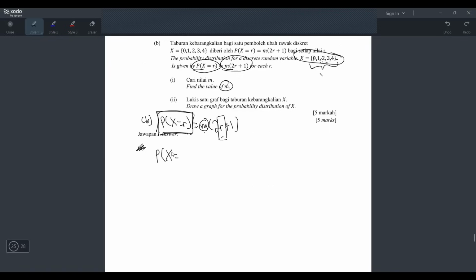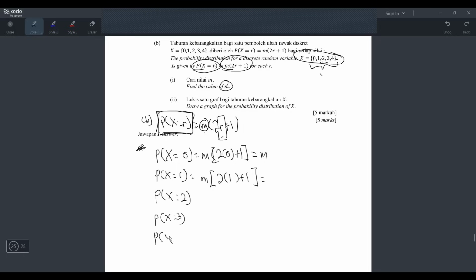First, I will find P(x equals 0). So when x equals 0, the r has to be substituted with 0. So it'll be m and then 2 times 0 plus 1. Use a big bracket. So you will end up with 1m, because 2 times 0 is 0, 0 plus 1 is 1, like 1m. And then try with x equals 1. So now your r has to be 1, so it becomes m big bracket 2r plus 1, and your r is just going to be 1, and here later you calculate. And then do for x equals 2, x equals 3, x equals 4.